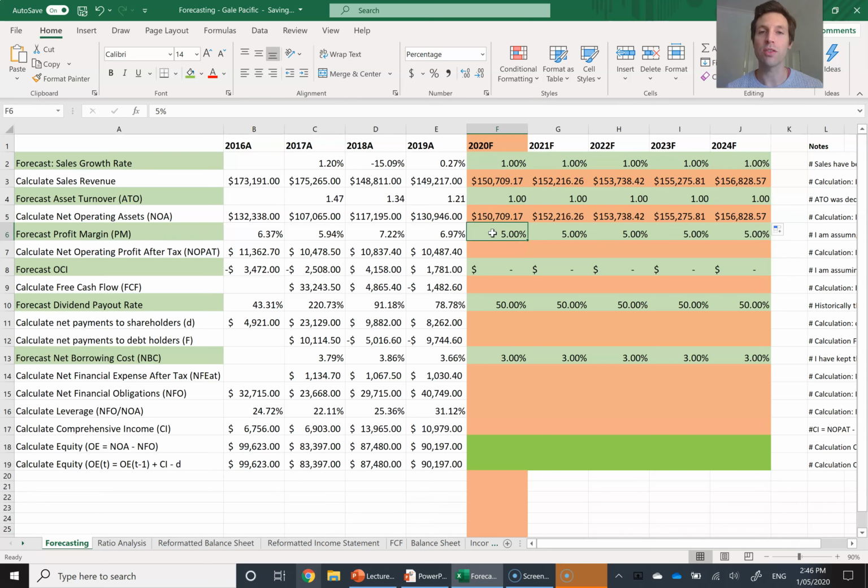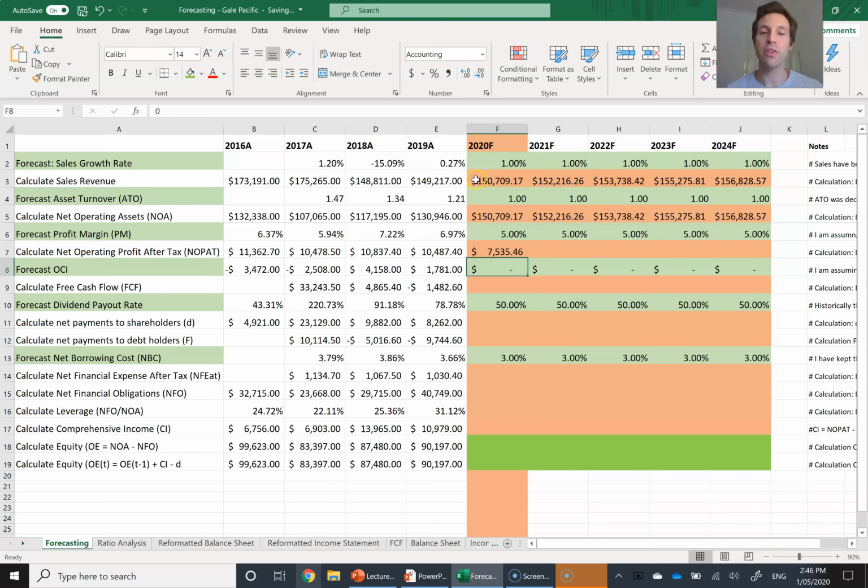Next, I have to forecast the profit margin for the firm, and I've used an assumption of 5% profit margin. Again, it's going to be a little bit worse than it was in the last couple of years. With this forecast of 5% profit margin, I multiply my sales. This is the amount of money I'm generating from sales. I multiply that by the profit margin, and that gives me my net operating profit after tax.